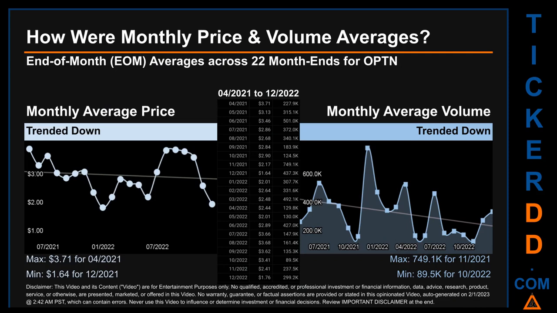How were price and volume averages for OPTN? Across 448 trading days, there were a total of 22 month ends, of which monthly averages for daily price and volume were calculated. Overall, monthly price average trended down while monthly volume average trended down. The maximum end-of-month average price was $3.71 for 04/2021 while the minimum was $1.64 for 12/2021. Looking at volume, 11/2021 and 10/2022 respectively saw the highest and lowest monthly average volume at 749.1 thousand and 89.5 thousand.